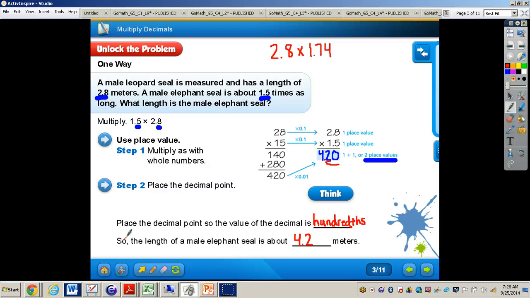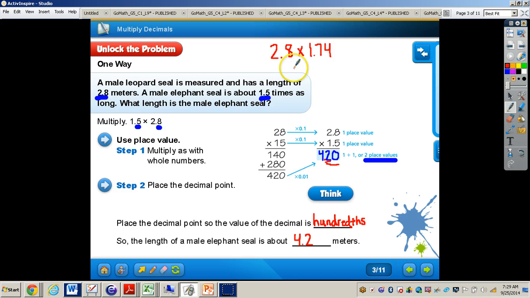Now we're going to take a look at a what-if problem there at the bottom of page 187. It says, what if you multiplied, and I have it right up here, 2 8/10 times 1 74/100? What would be the place value of the product? Now, the place value in the product would be the thousandths place.